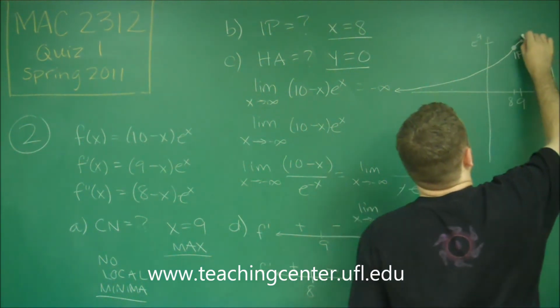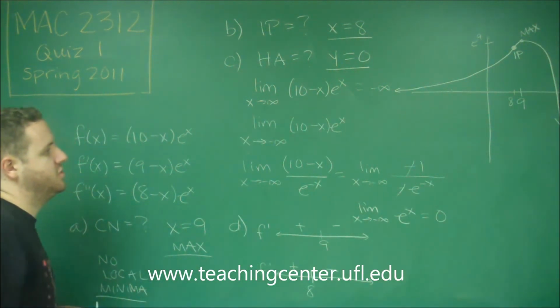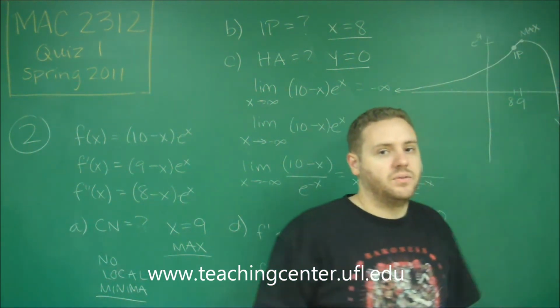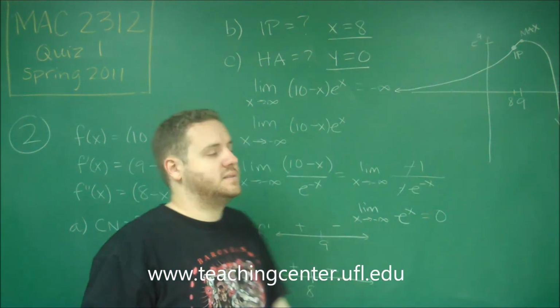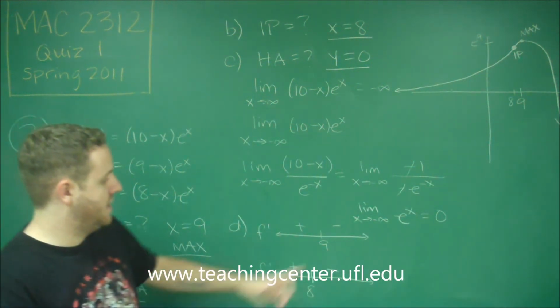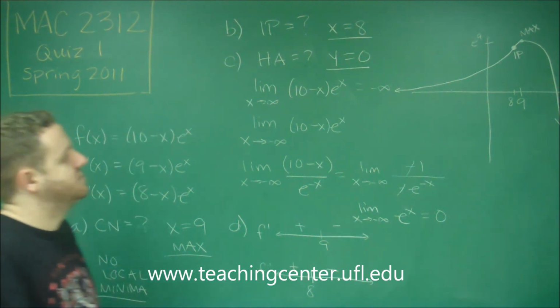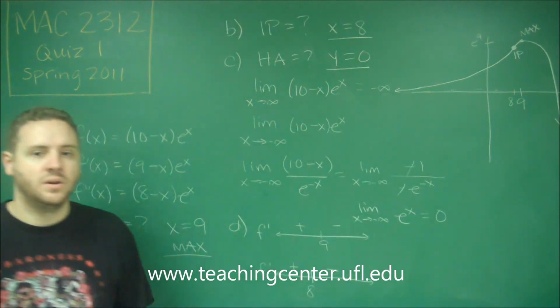So right here at 8 is our inflection point. At the top there is our max. So you can see that works there. We have concave up. Right here it's concave down the rest of the way, so that works. That's the highest point, that's our max. It's decreasing the rest of the way. So that works there. And all of our other conditions are satisfied. We have this horizontal asymptote here at y equals 0 going to the left.